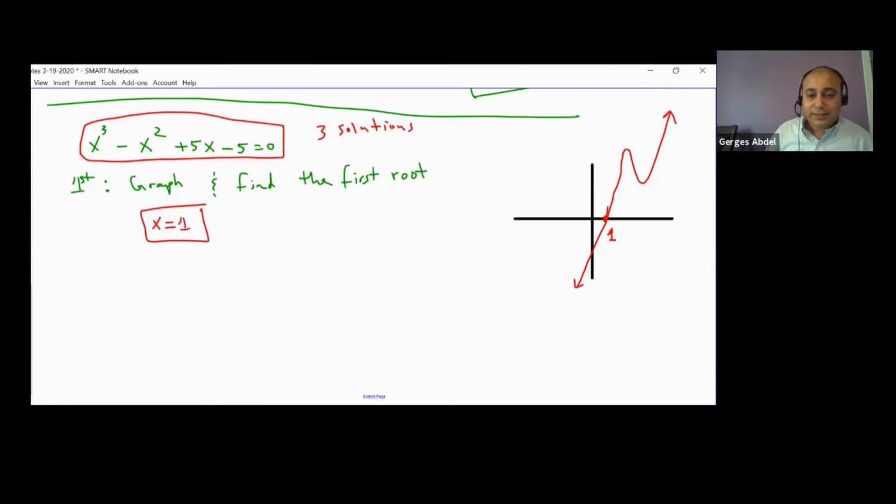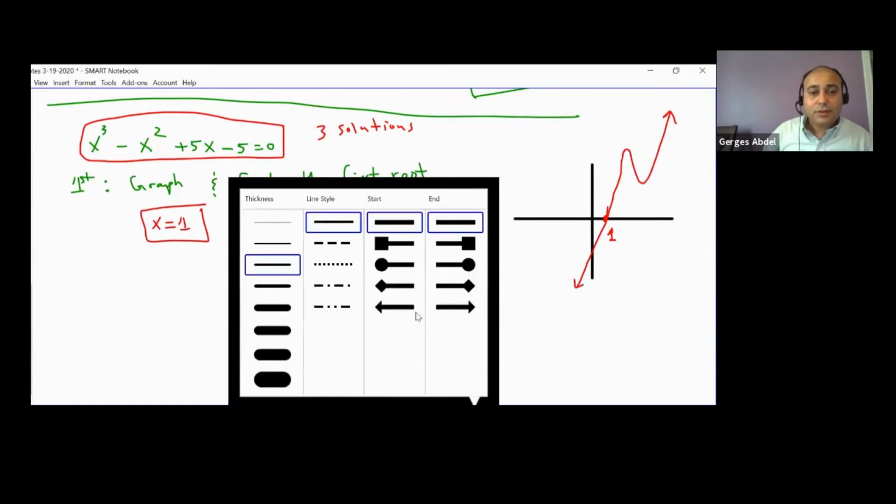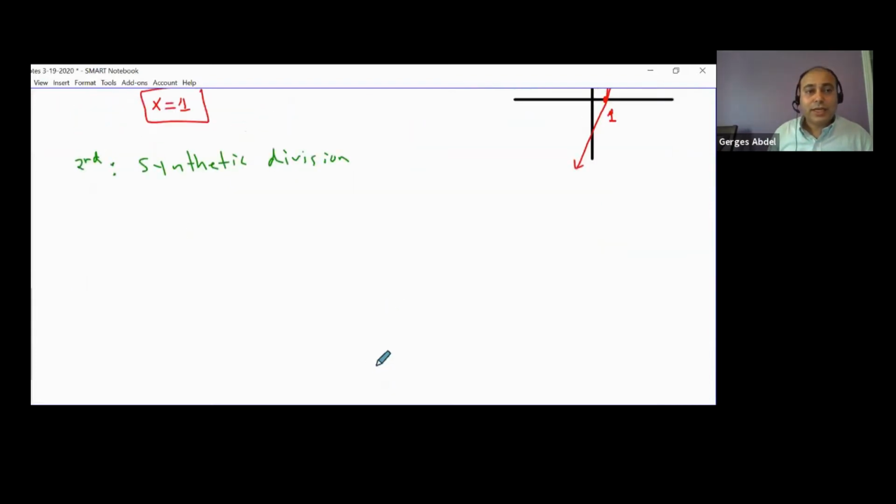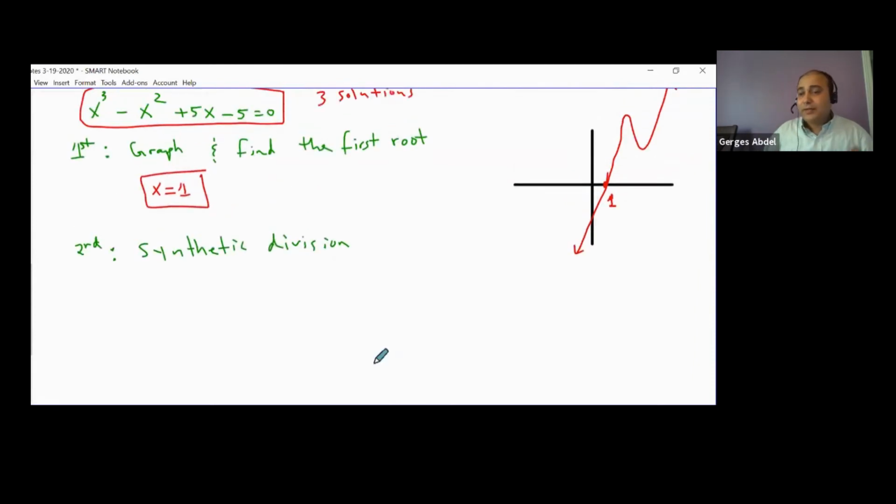Now let's get to the second step. You're going to use synthetic division to find the other two roots. Let's use synthetic division to find the other two roots. How do you use synthetic division? Basically, the first root is 1. That's your first root, so you're going to put it right here, +1.